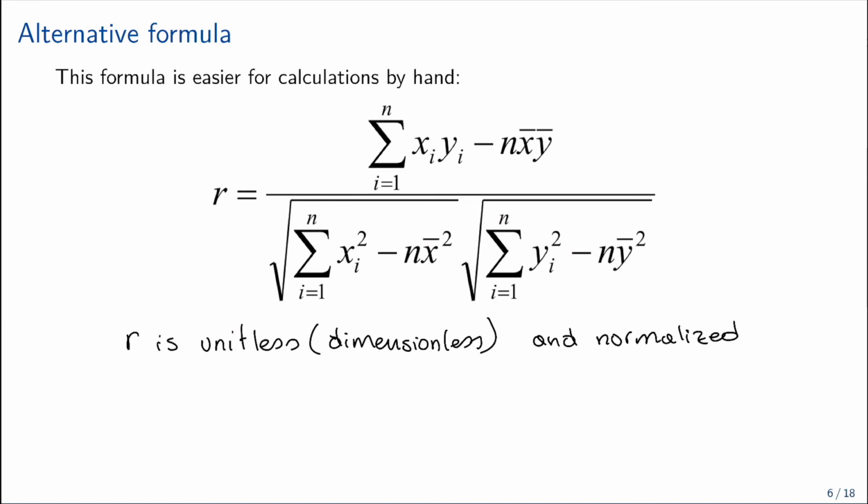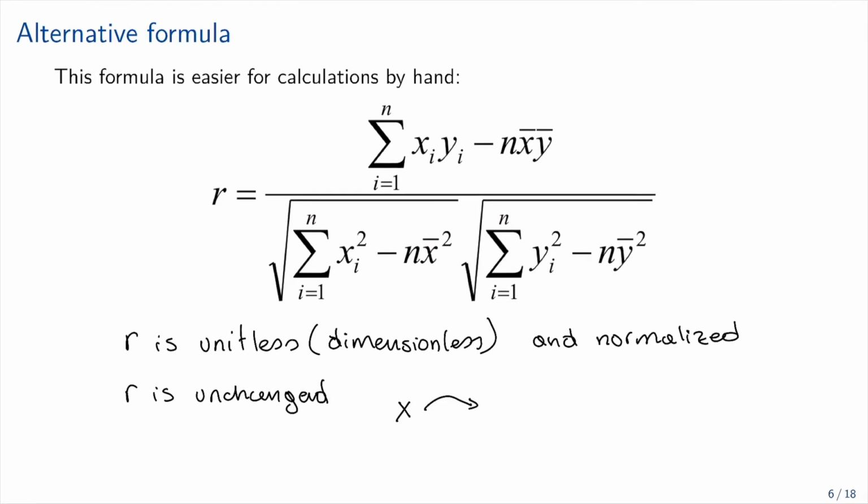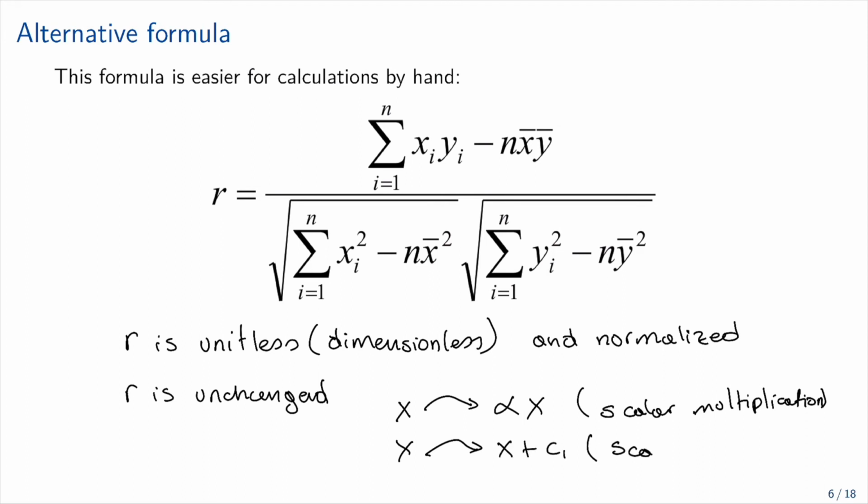Additionally, r is going to be unchanged if x is multiplied by a scalar. So if we change x by alpha times x, this is a scalar multiplication. Also, r is unchanged if we add a constant, so x plus c1, this is a scalar addition. And finally, if we swap x and y, r is going to remain unchanged.